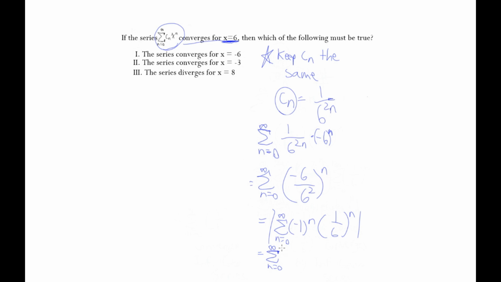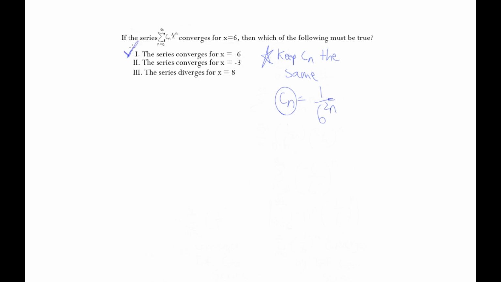So when we take the absolute value, this will normally alternate between negative and positive, but because we take the absolute value, it'll only be positive. So we basically just get rid of the negative 1. Then that leaves us with that, which, as we know from the previous example, converges by infinite geometric series. Therefore, the original series that we took the absolute value of will converge as well. Okay, so we know that number 1 works, because we said that it converges for negative 6, and indeed, this statement says it does.